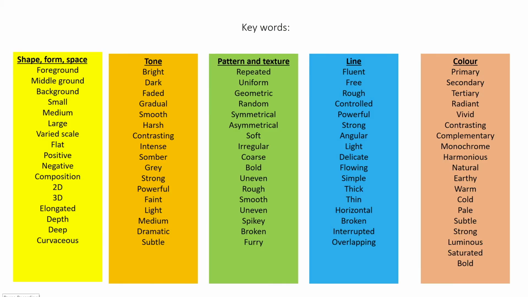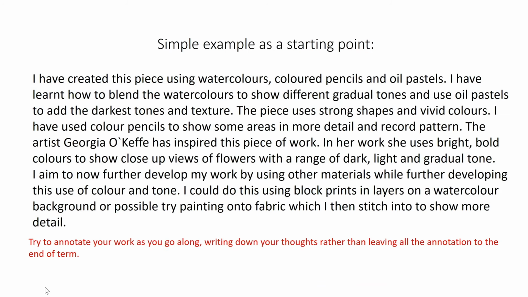Okay, so I've included some keywords to help you with not repeating the same words constantly throughout your work, trying to avoid things like, I did this because it makes it stand out. Try to use something a little more descriptive. I've included some keywords here for shape, form, space, tone, pattern, texture, line and colour. You can obviously add your own, but it's just to give you a starting point to think about how you want to describe your work in detail.